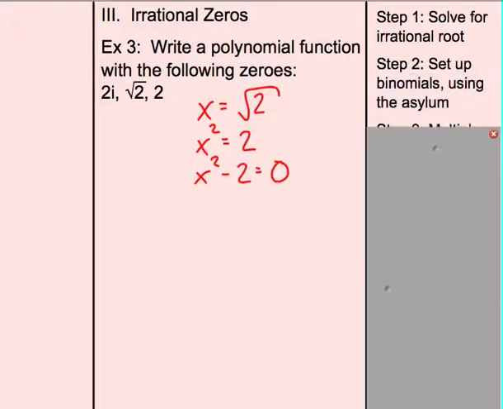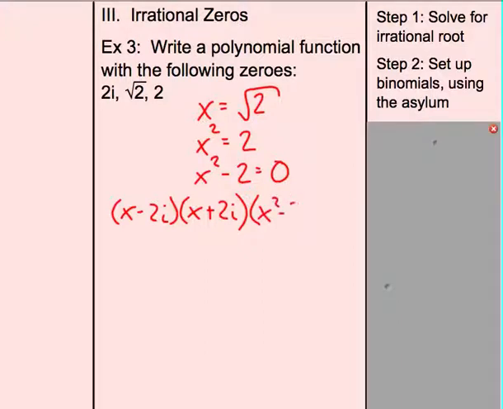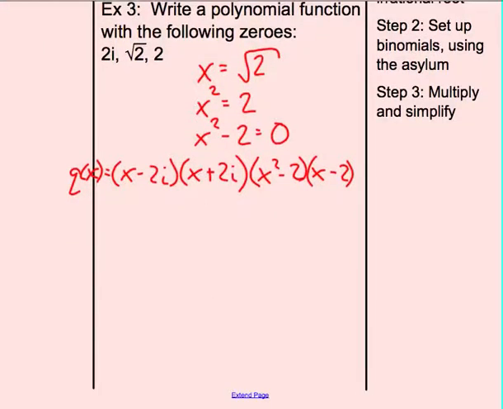And then we set up our binomials using our axiom, so the rest of this process will be the same. We've got a complex root, so we've got x minus 2i, and we know it always comes with its conjugate, x plus 2i. And then we've got this root, the x squared minus 2 that we solved for our radical, and then putting our 2 in the axiom. And we'll call this function q of x. And multiply and solve.